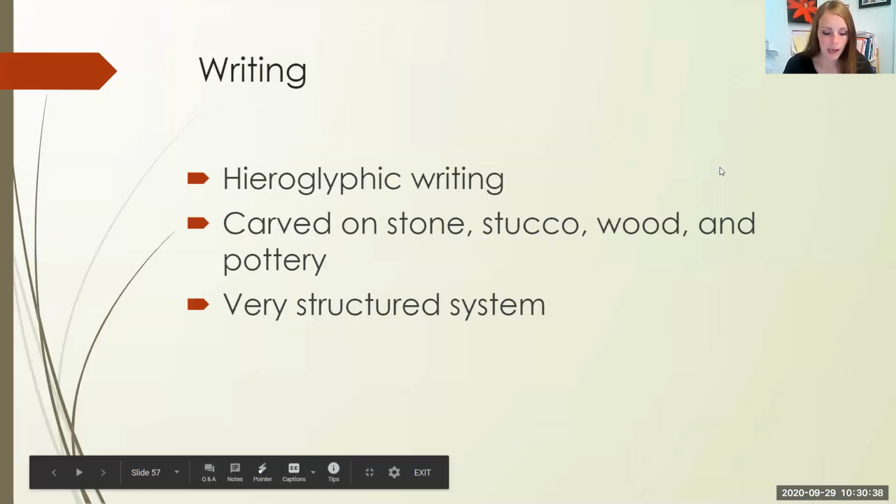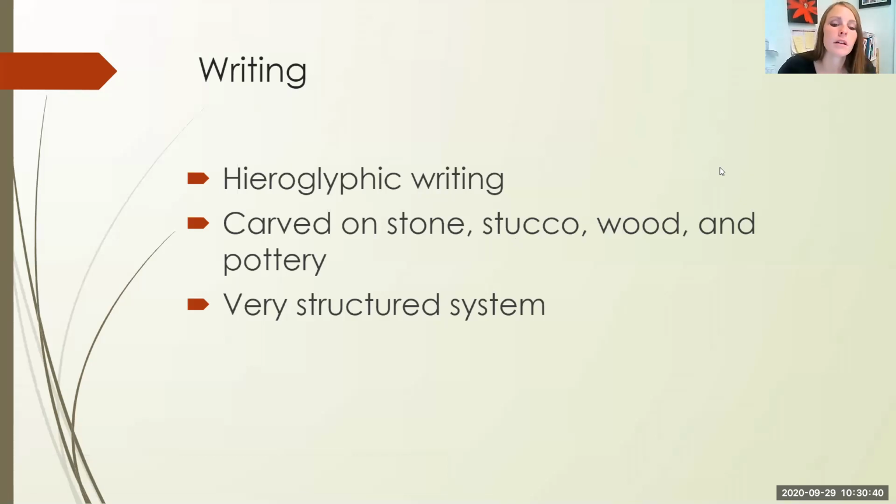So their writing, they had hieroglyphic writing that they usually carved on stone or stucco or wood or pottery, basically anything that they could carve it on. It was very structured, but you only have to write that they were hieroglyphic, which basically means picture writing. I'll show you a picture of that in a second. Give you a second to type that down. So hieroglyphs basically for their writing.